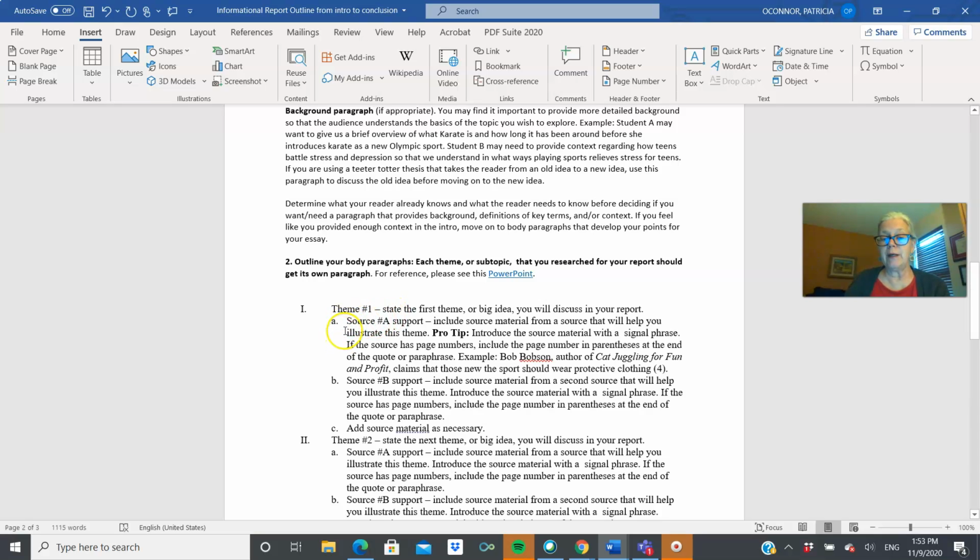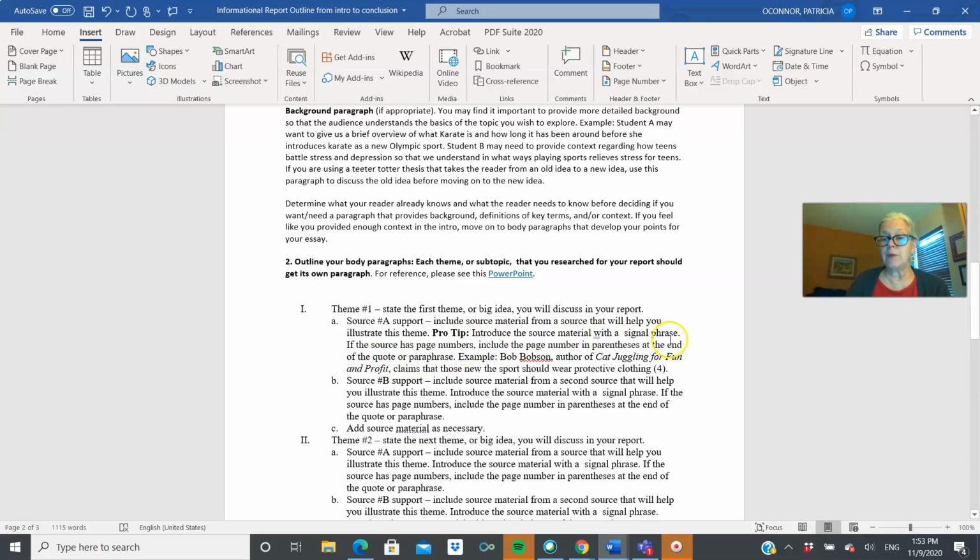Then you'll provide... These are not questions, these are statements. They are answers to questions. You're going to present evidence from source A and source B. You might have more than one source talking about the same topic, the same subtopic or theme.